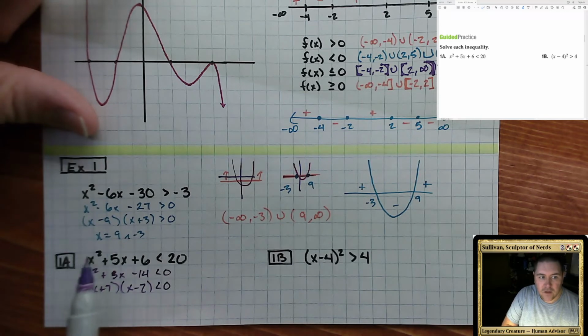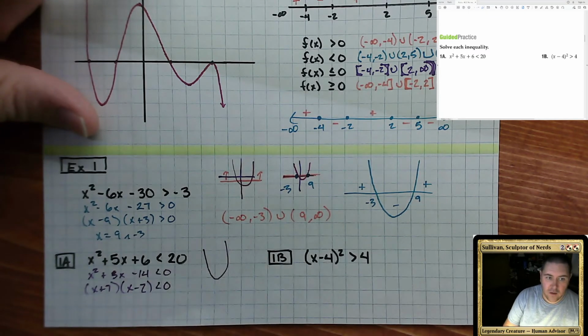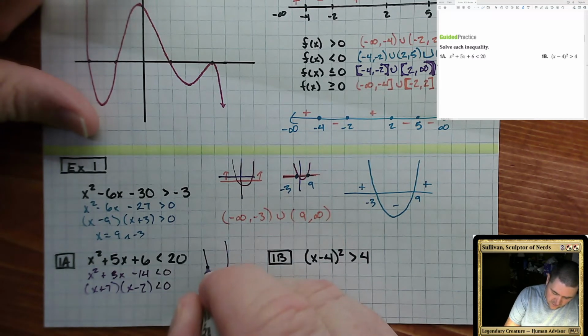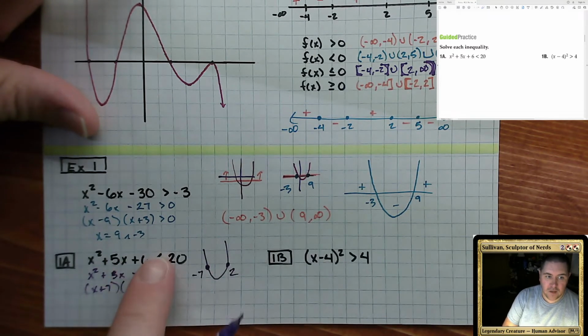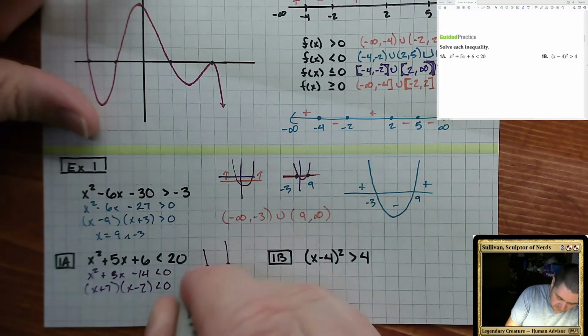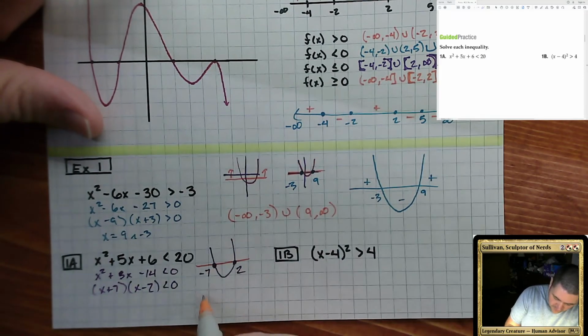This is a positive parabola. It's going to be like that. And now I know that I'll have zeros at -7 and +2. Set those equal to 0. So if I'm asking where it's less than 0, well, it's everywhere down below that, because if those are zeros, then that is where my x-axis is. So everything from -7 to 2.